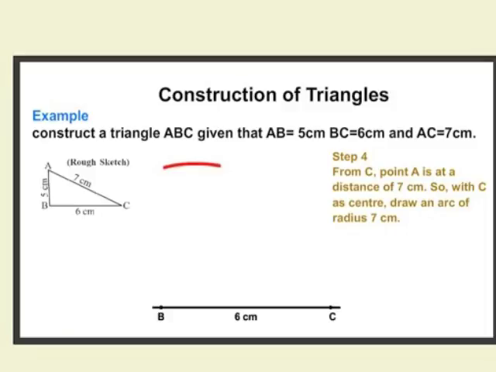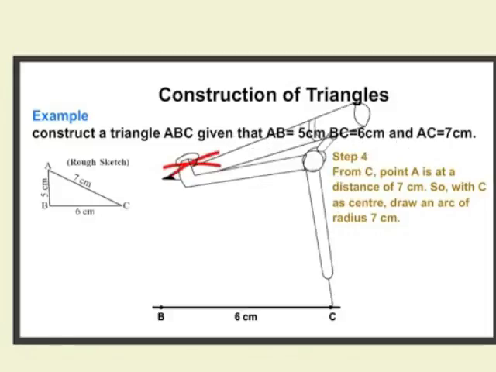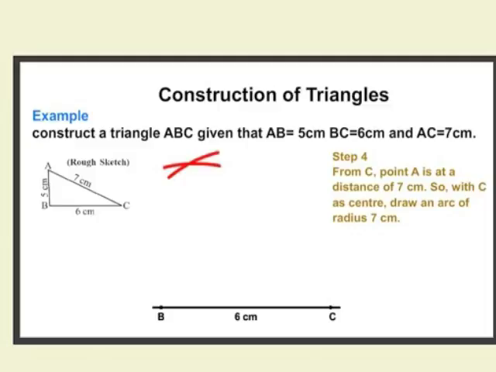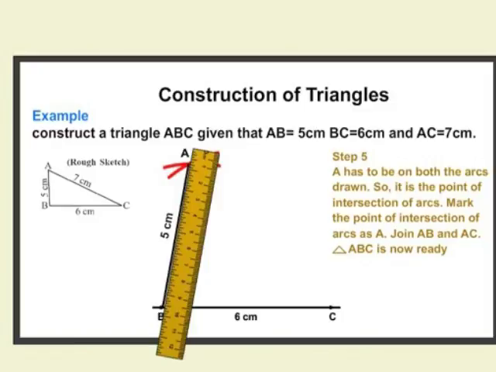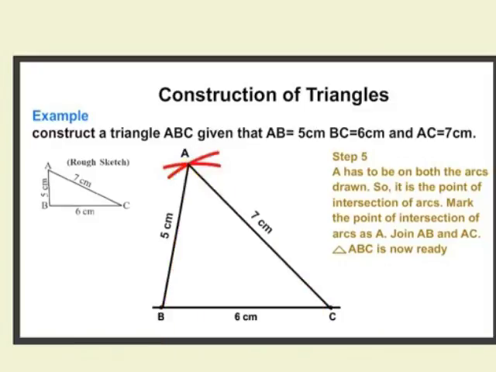From C, point A is at a distance of 7 centimeters. So, with C as center, draw an arc of radius 7 centimeters. A will be somewhere on this arc. We have to fix it. A has to be on both the arcs drawn. So, it is the point of intersection of arcs. Mark the point of intersection of arcs as A. Join AB and AC. ABC is now ready.